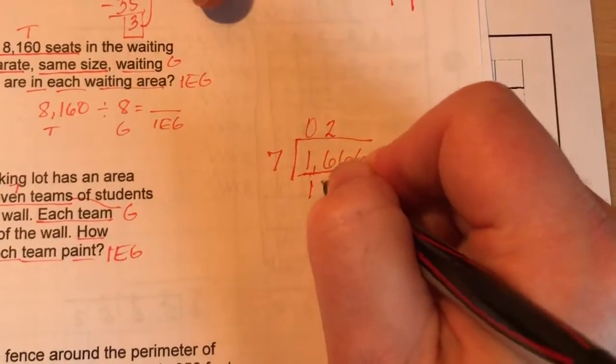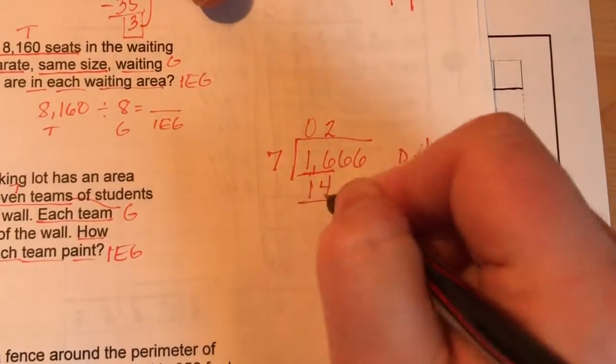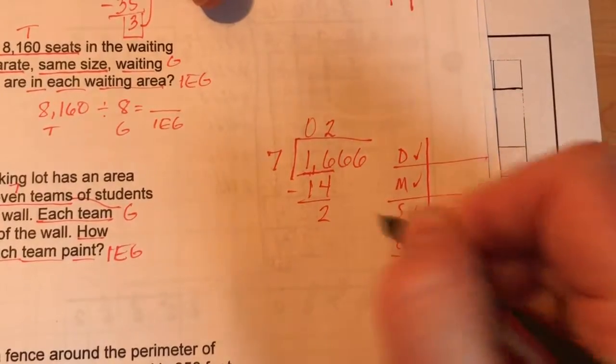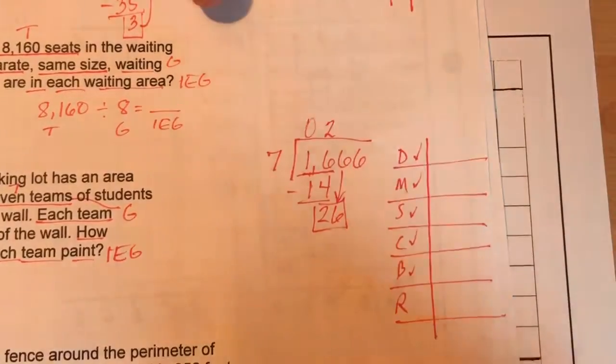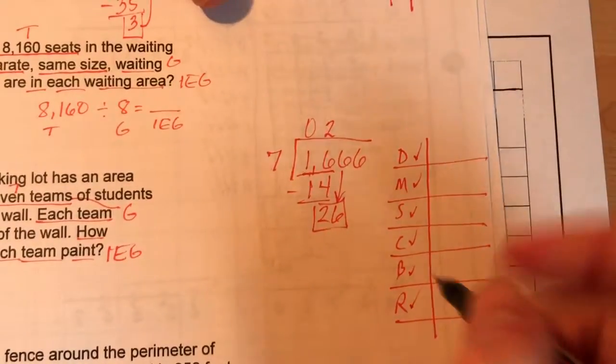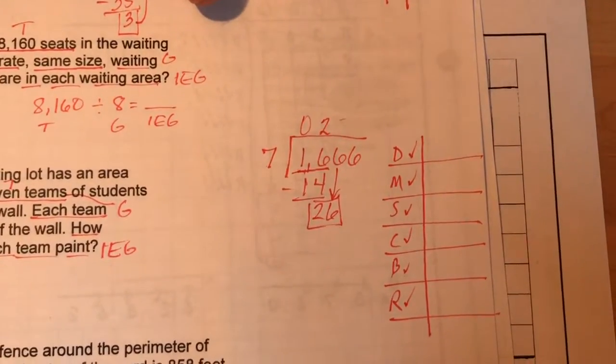Multiply. 7 times 2 is 14. Subtract, and we get 2. Check, the king is happy. Bring down my leftovers and join them together. So now we have 26 on the tray, and we're going to repeat because there's spots in the quotient.